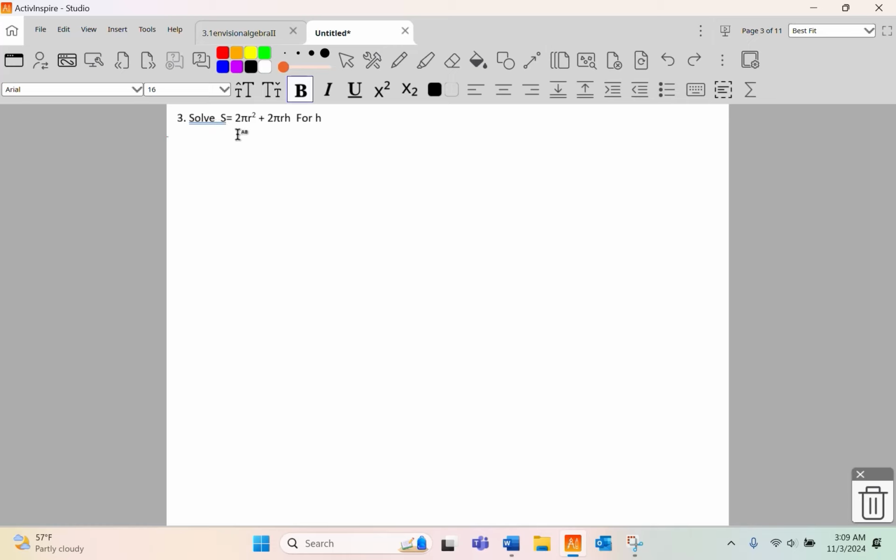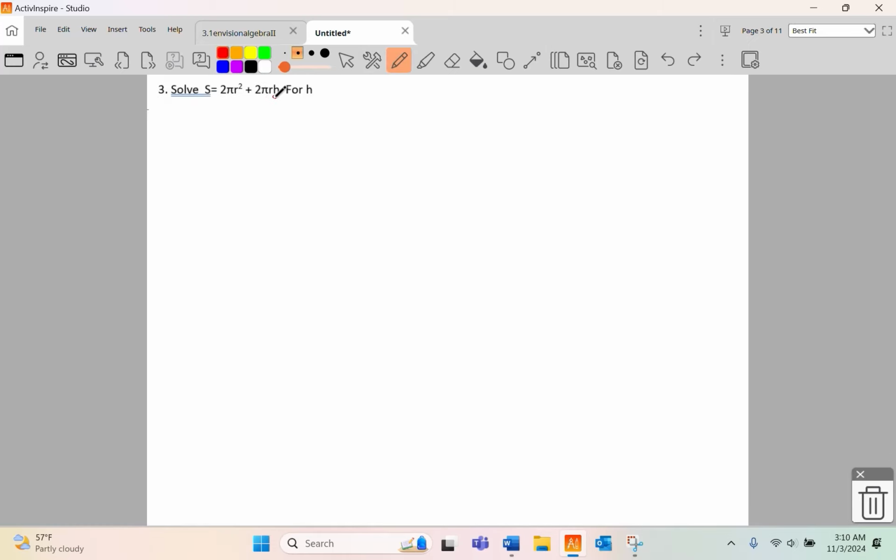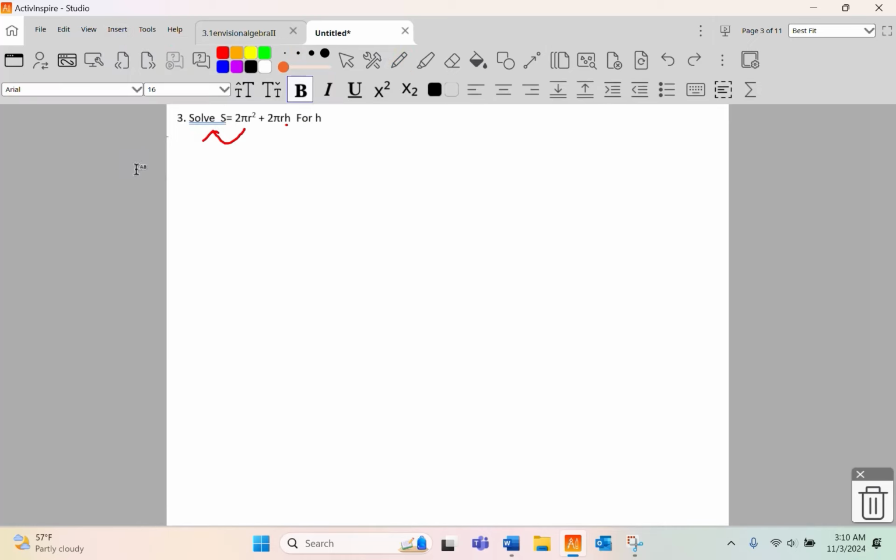Moving forward, solve this thing for h. So I just want this guy by itself, and the easiest thing to do is to move this piece over here for starters, all right? This, by the way, is the surface area of a cylinder, like a can of Coke or something. So if we move that to the other side, its sign is going to change.